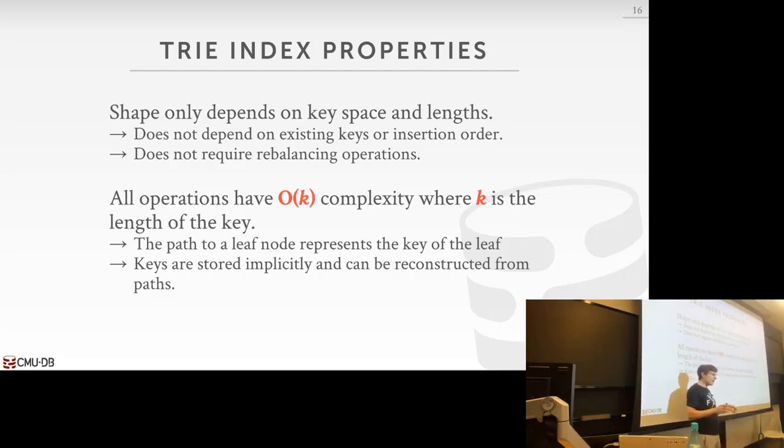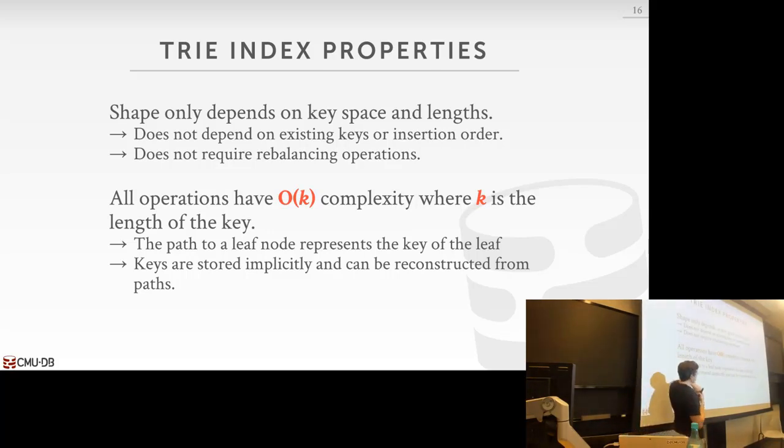That's not the same as in a B+ tree, because in a B+ tree, if I insert keys one way, and then I shuffle them around and insert them into another tree, depending on how splits and merges go, I may end up with different layouts of the nodes. The keys might be in one node versus another node. In a trie, it's always the same thing.